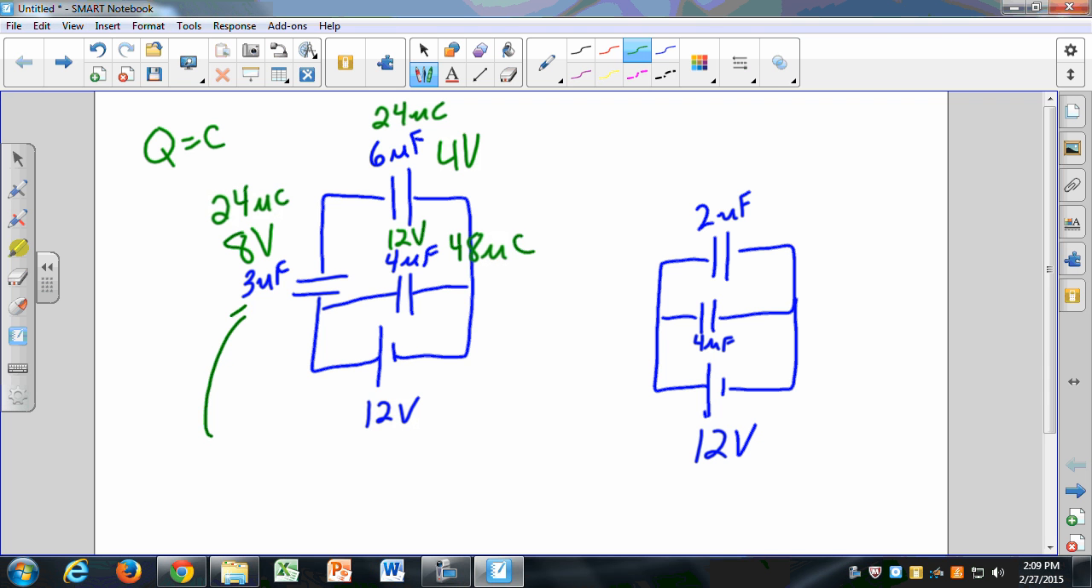So let's say, for example, I want to know the energy. It's equal to 1/2 CV squared. That's 1/2 of 3 microfarads times 8 volts squared, which is, what did I say, 96 microjoules.